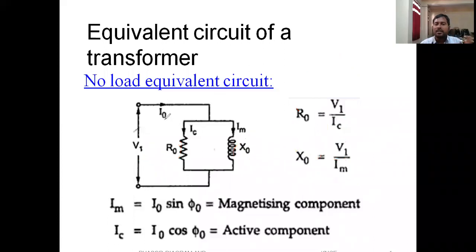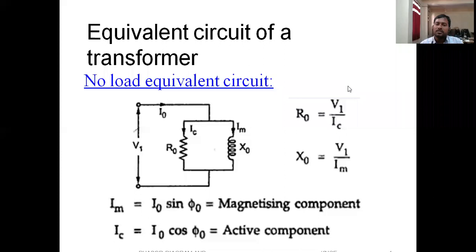So this I naught and these values are constant. The core loss component and the magnetizing component are constant irrespective of the load on the secondary. That's why these parameters are connected in parallel with the voltage. So this is the equivalent circuit at no load condition only.